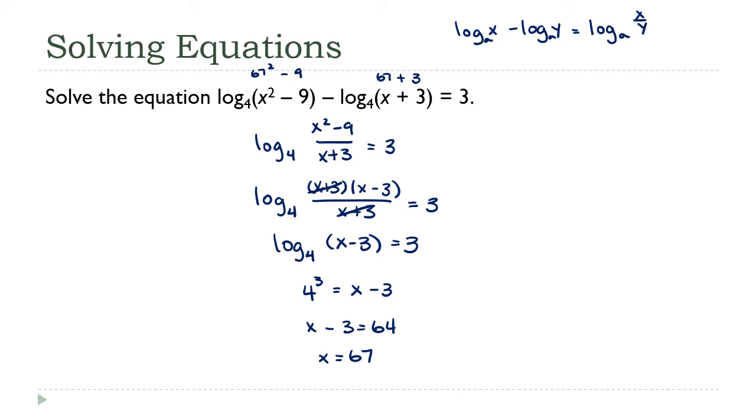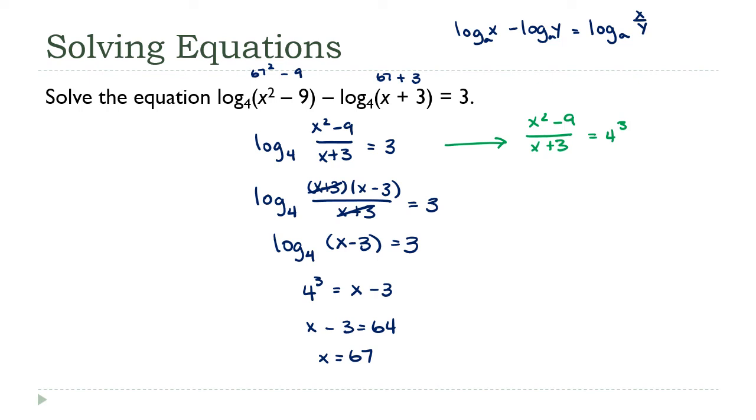Now, what if you didn't see that factoring and canceling step? You still would have been fine. You still would have been okay. You would have made the switch here: (x squared minus 9) over (x plus 3) equals 4 to the third. And now you have a polynomial equation, which is okay.